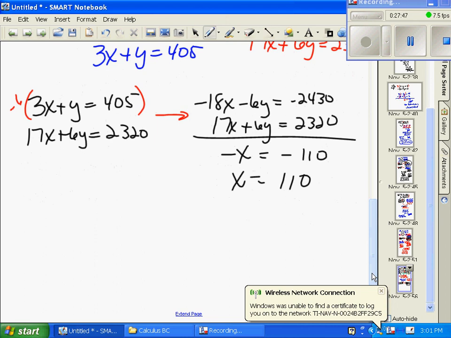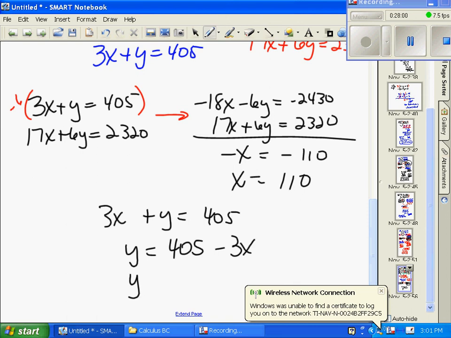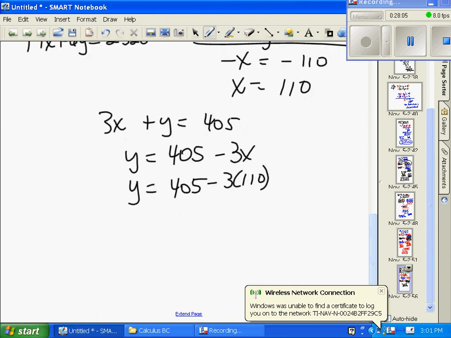And then I also have to solve for y. So I know that 3x plus y is equal to 405. Y is going to be 405 minus 3x, minus 3 times 110. So I get y to be 75.